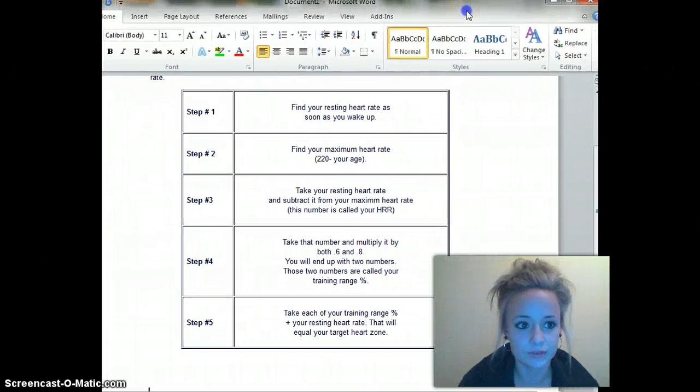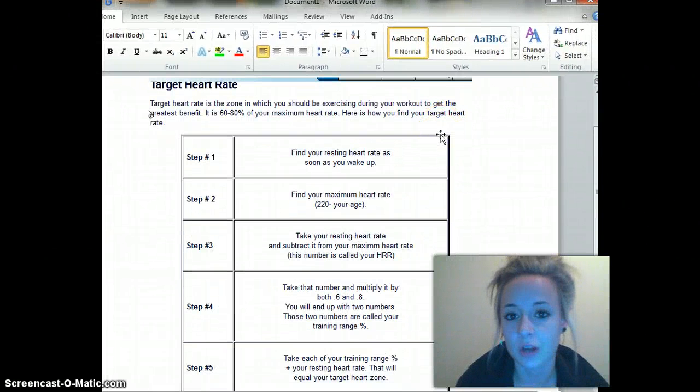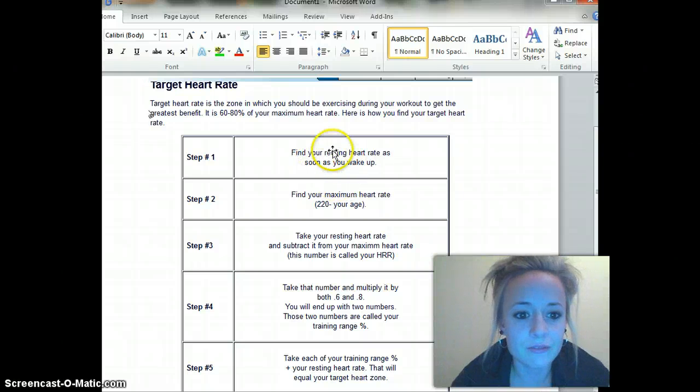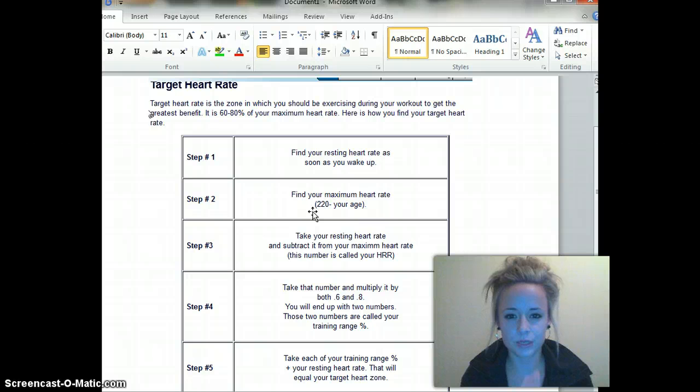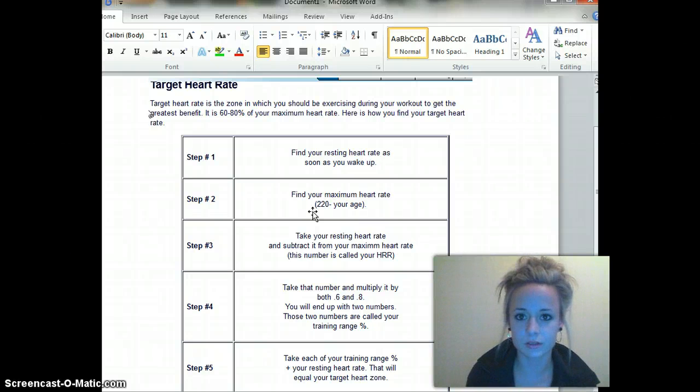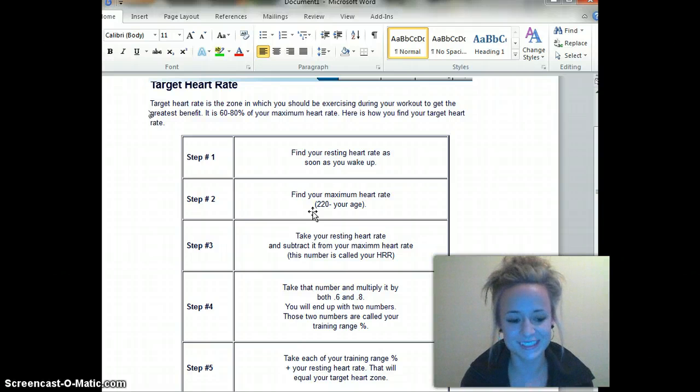In your unit, you'll find these steps to find your target heart rate zone. Now that we have our resting heart rate, we're going to find our estimated maximum heart rate. You take 220 and subtract your age. For today's example, I'm going to use the age 13. So you subtract 13 from 220, and that gives you 207. That's going to be your max heart rate.